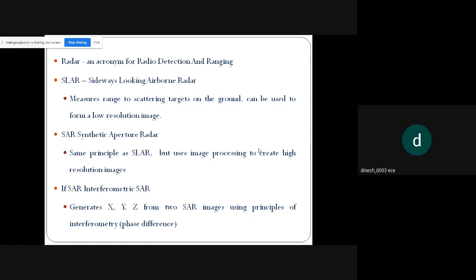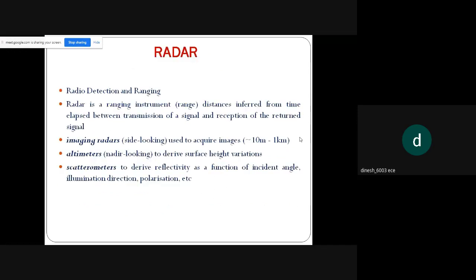The side looking airborne radar measures the range to scattering targets on the ground that can be used to form low resolution images. Whereas the synthetic aperture radar uses the same principle as the side looking airborne radar, but it uses image processing to create high resolution images. So that is the difference. Now let us see the radar first, then we'll see the side looking radars and the synthetic aperture radars further.